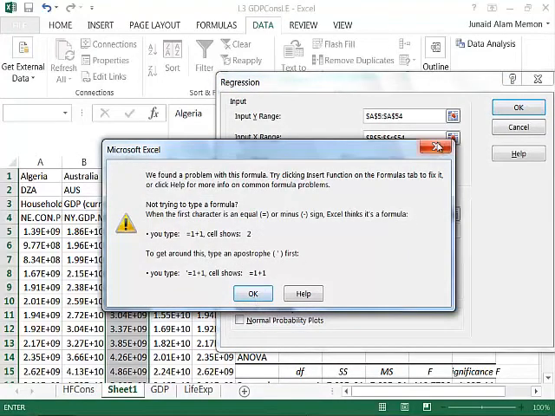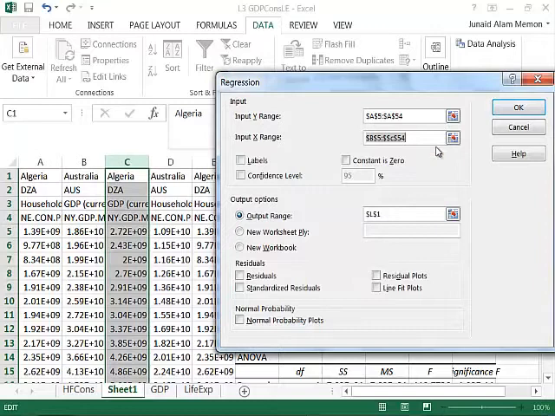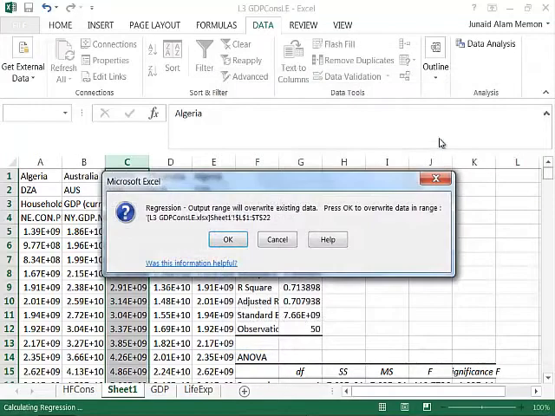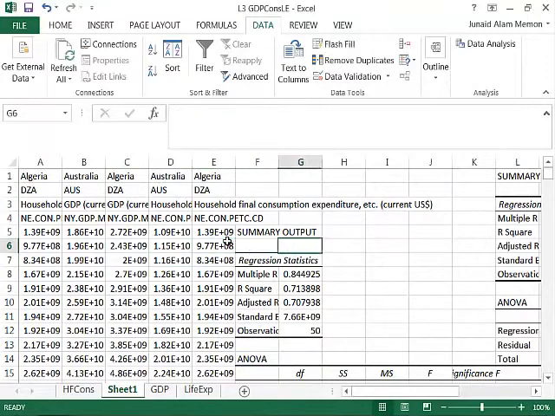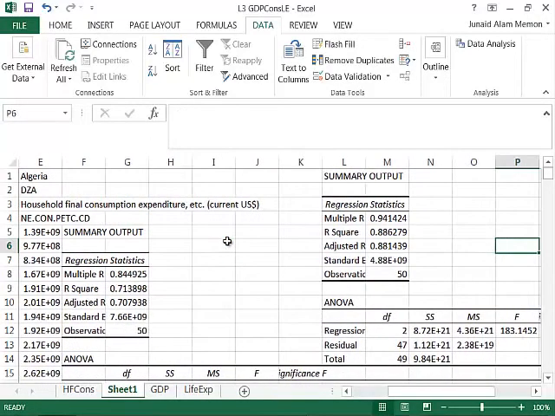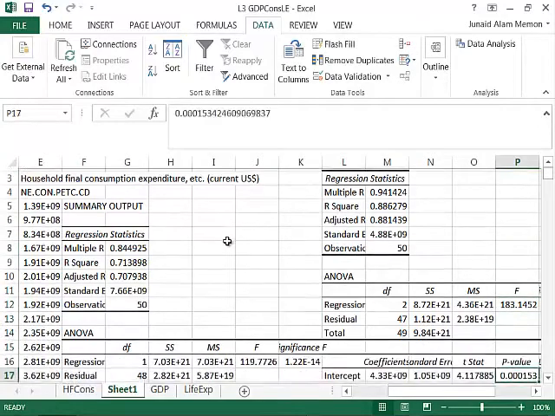Which formula? What happened? There is a problem with the X range. Oh, a double dollar sign has come in here, that's right. Overwrite, okay. Okay, so now the R squared has gone up to 88%.